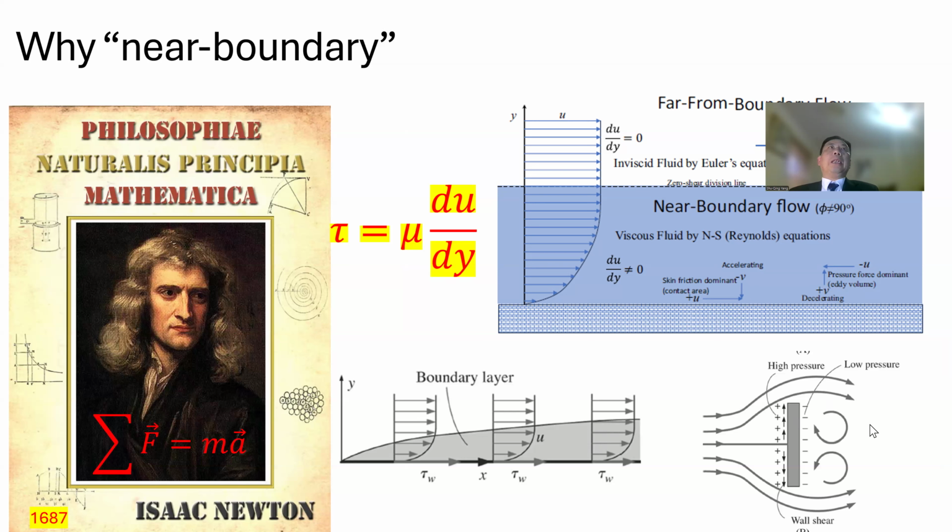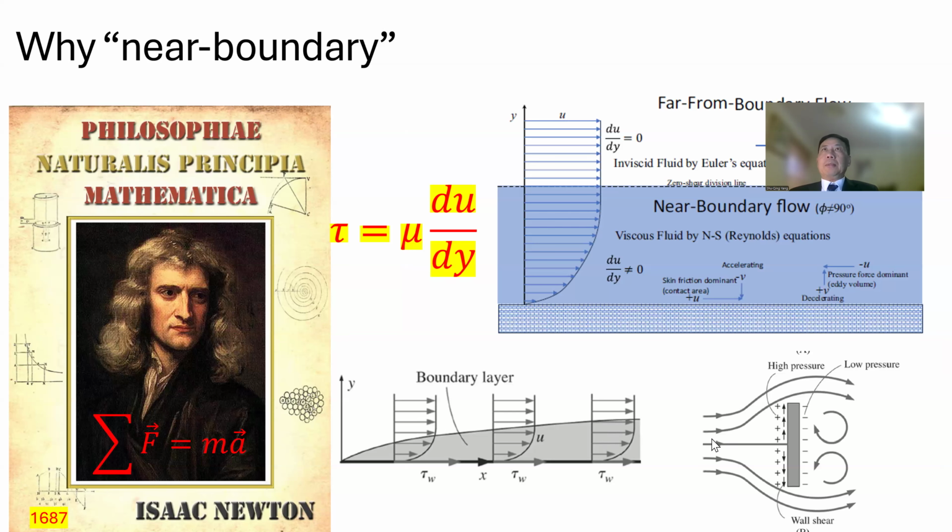So for this case, you only need to concentrate on the near boundary region, and far away from the boundary we assume no energy loss. This is totally different from other books and partially agrees with Prandtl's boundary layer flow.